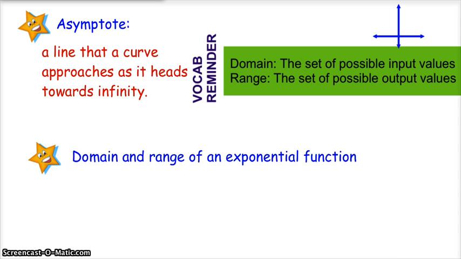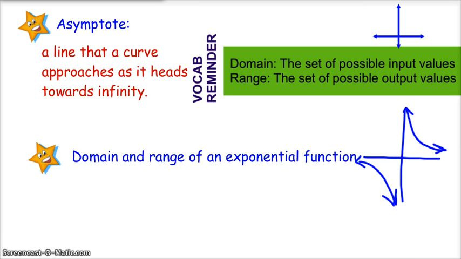Now let's talk about asymptotes. Copy down your definition now. Section 5 says to describe the domain and range of an exponential function. Remember that exponential functions have 2 asymptotes. Exponential functions have the 2 curves, and they have a vertical and horizontal asymptote. The domain is the set of possible input values, and the range is the set of possible output values. So with an exponential function, the domain will be all real numbers. Any number can go into the function.